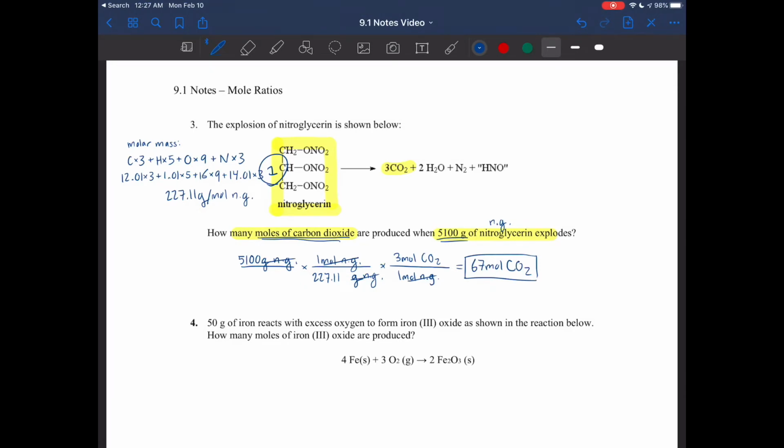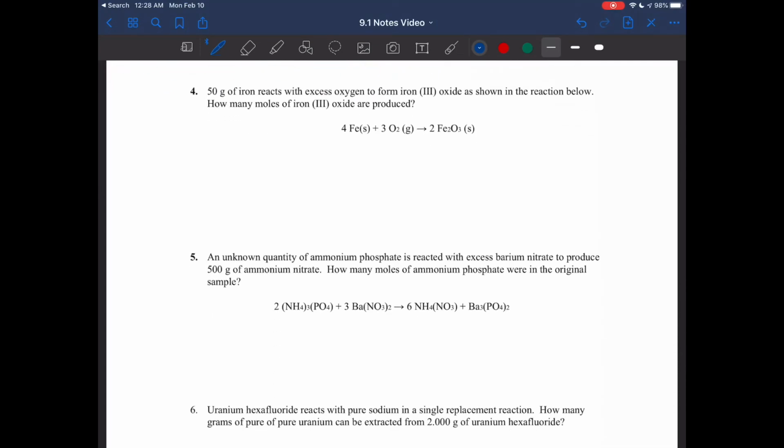All right, next question here. 50 grams of iron react with excess oxygen to form iron 3 oxide as shown in the reaction below. How many moles of iron 3 oxide are produced? Okay. And then we are given a balanced chemical equation here. So very similar to last question, we start with 50 grams of one chemical, and we're asked for the number of moles of another chemical.